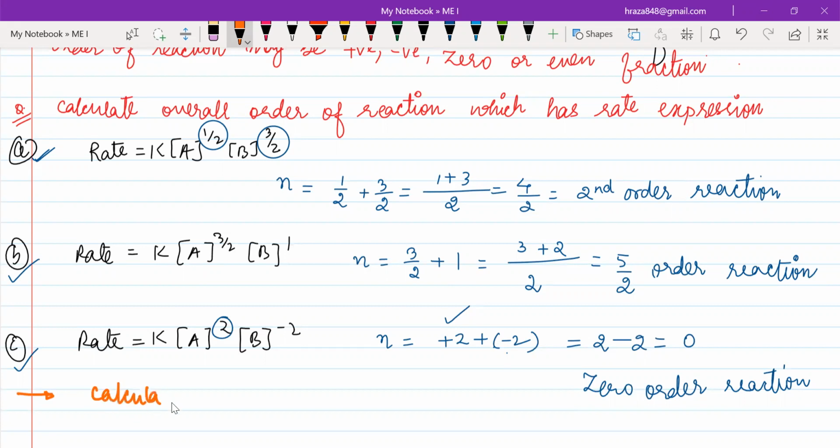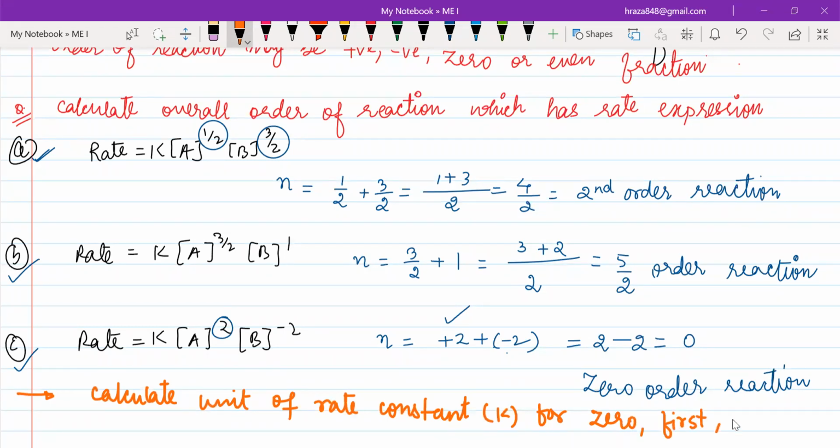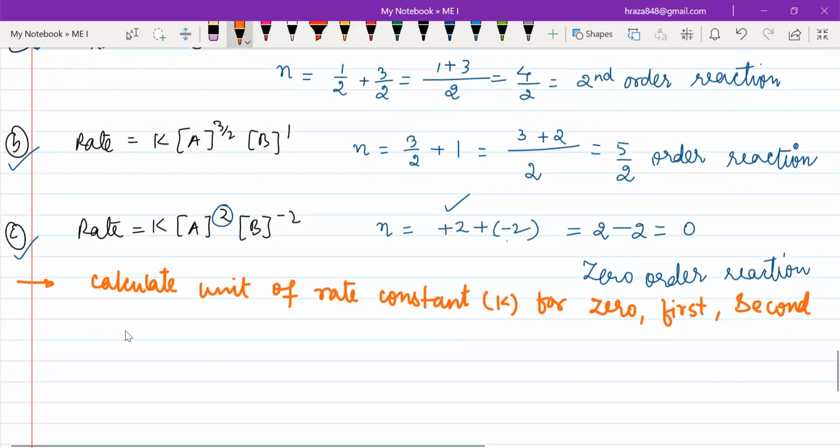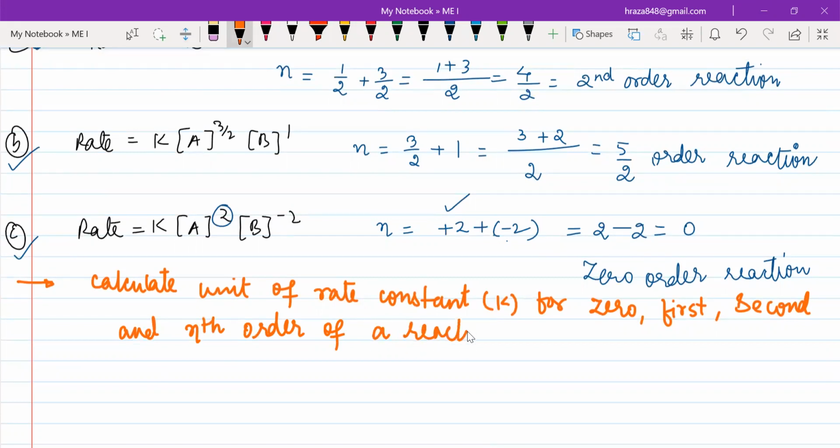So there is homework for you. Calculate the unit of rate constant, that means k, for zero, first, second, and nth order of a reaction. The unit of rate constant varies when the order of reaction varies.